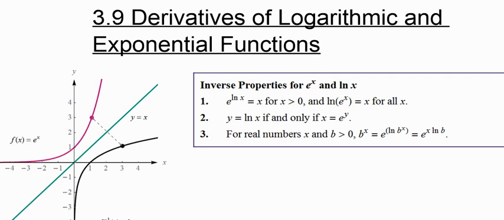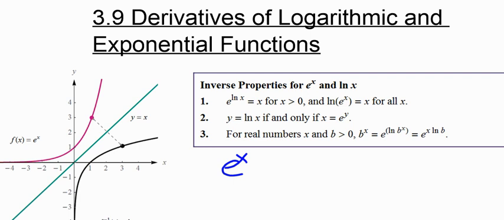3.9 derivatives of logarithmic and exponential functions. So we have to review quickly just exactly what exponential functions are. It is when we have a constant base, and we're going to start with base e to the x. So our unknown is the exponent.